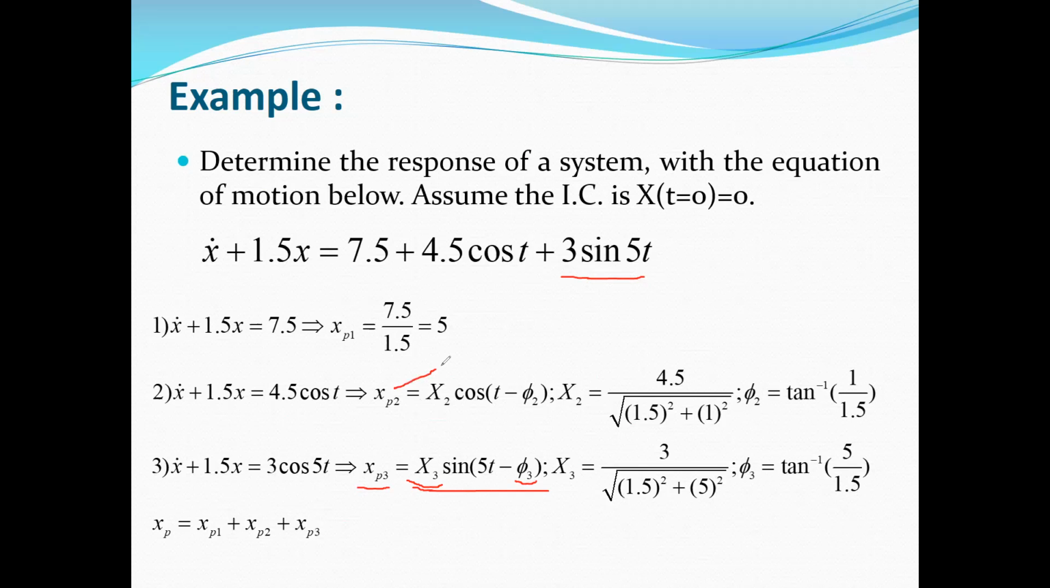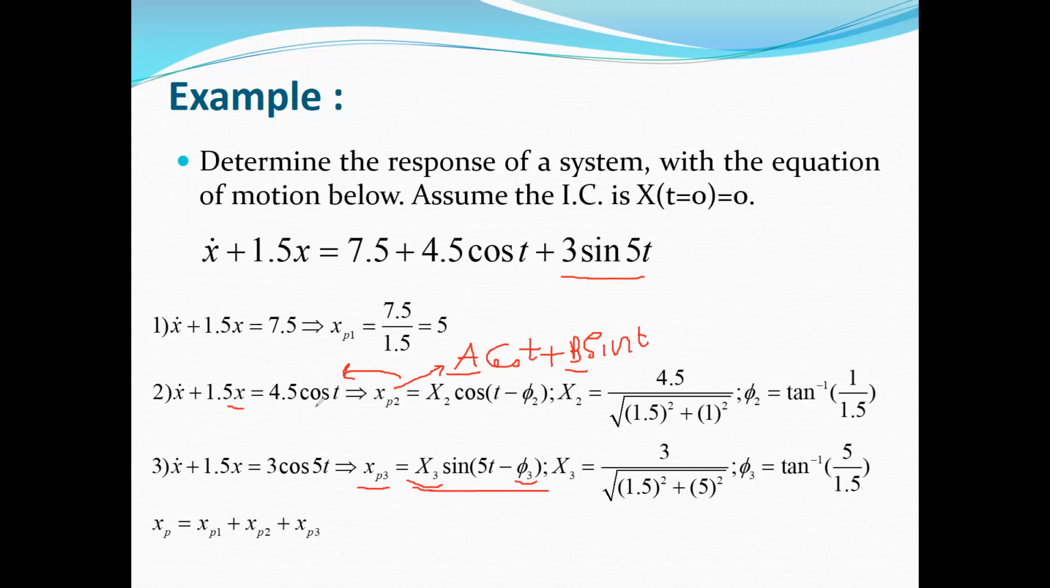For part 2 here, for xp2, you can consider, for example, a times cosine t plus b times sine t. And a and b, these two coefficients, will be obtained by substituting into this equation. You need to find x dot, substitute. X dot is minus a sine t plus b cosine t. And then you can substitute here, instead of x, a cosine t plus b sine t.